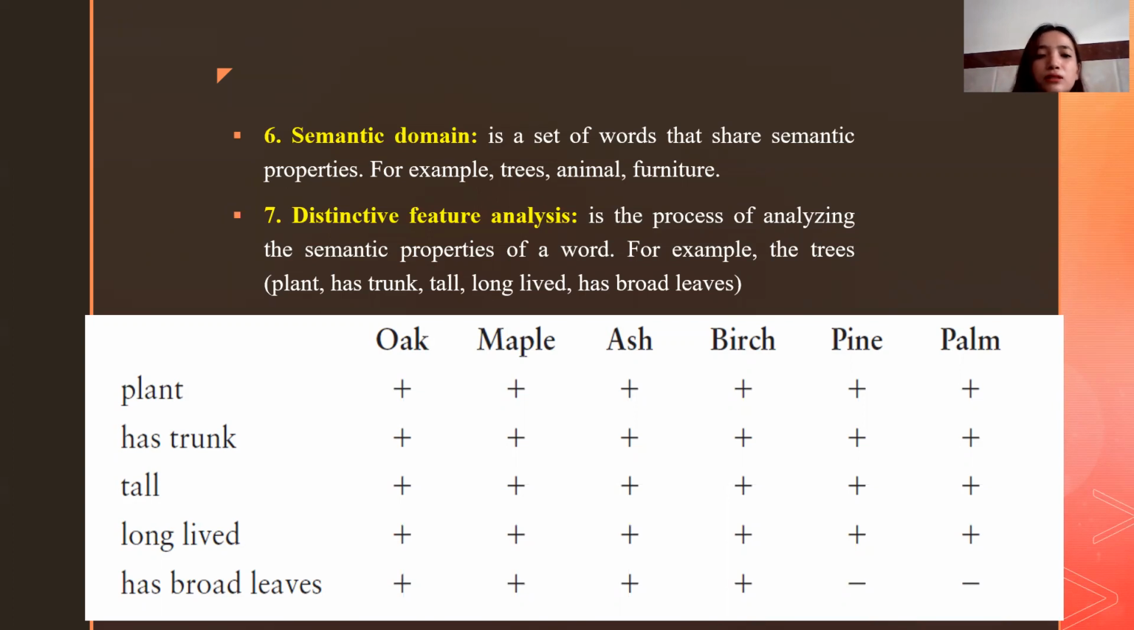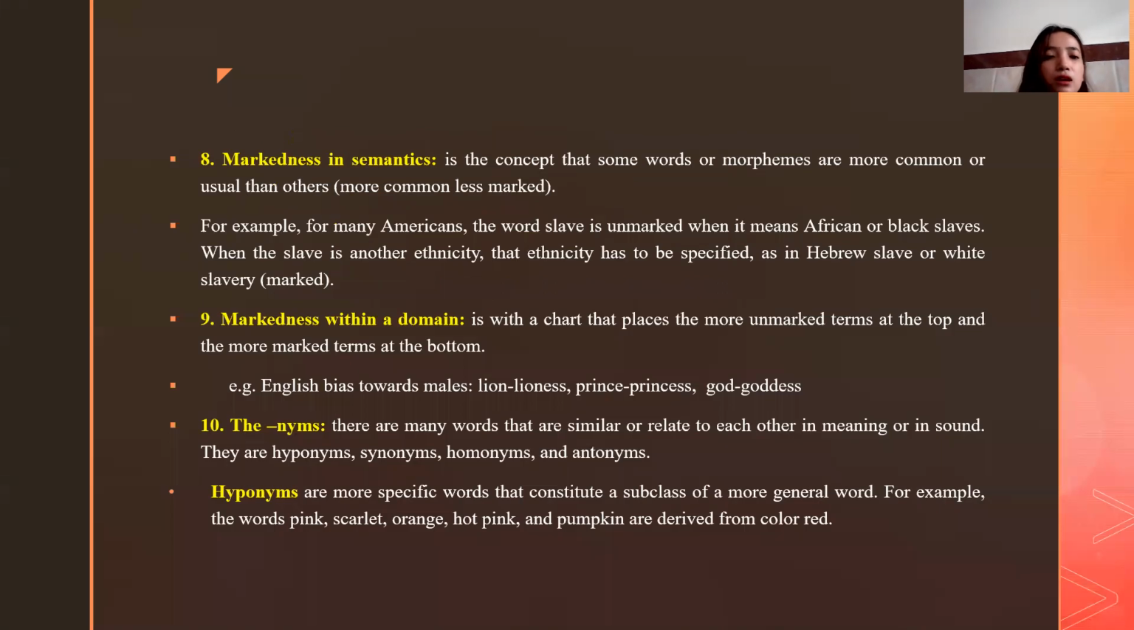For example, the tree, plant, and track. So we can see oak, maple, ash, beech, pine, and palm. They have the color plant, and they have similarities, and also they have differences as well. And markedness in semantics. Markedness in semantics is the concept that some word morphemes are more common and usual than others. And markedness within a domain is with the chart that places the more unmarked term at the top and the more marked term at the bottom.